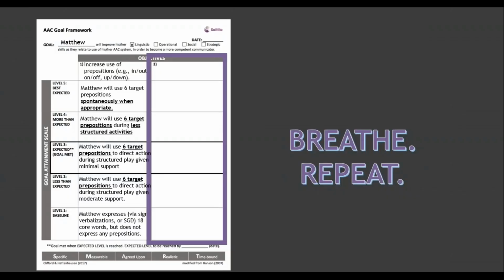And then you'd return to your linguistic goal sheet and you would do the same process for the second objective. For the sake of time, we're not going to walk through that second objective, but instead you have a completed version of the form in your handout, and we'll highlight a few of the levels here together.